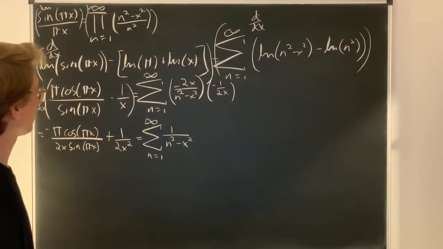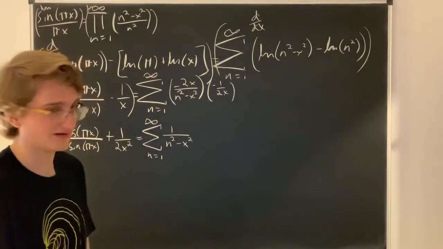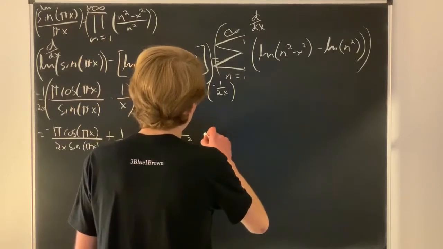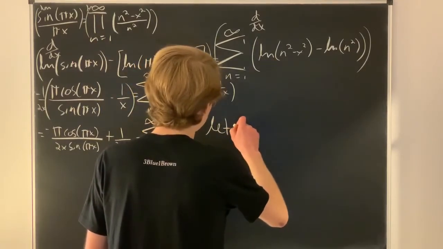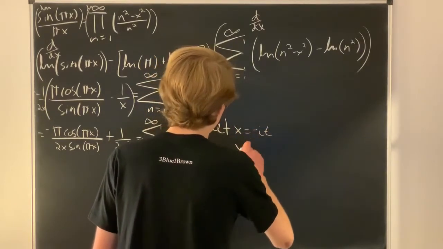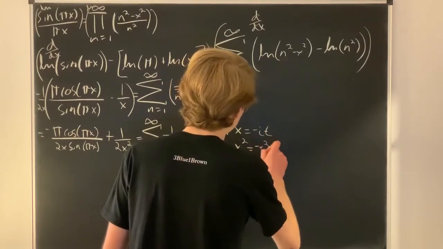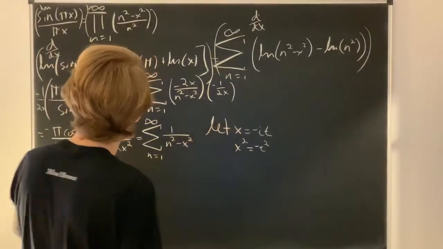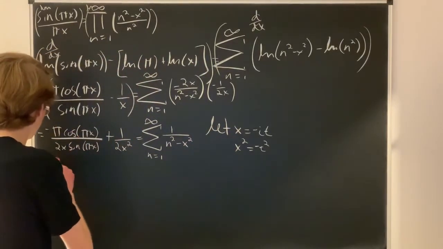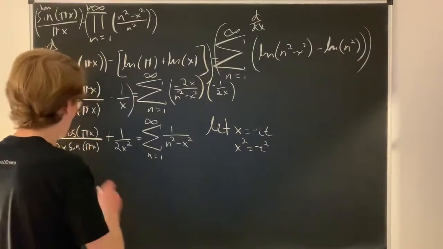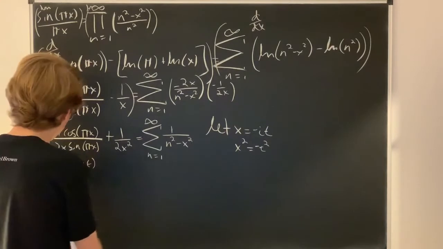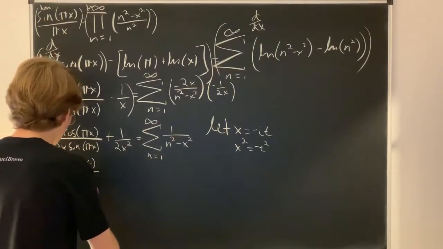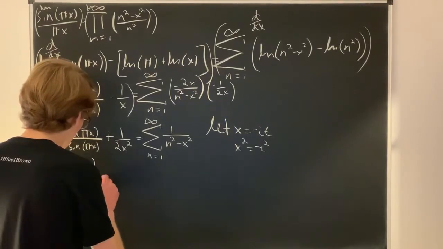Now, what can we do at this point? Well, if we make a clever substitution, then things start getting interesting. If we let x equal negative i t, and therefore x squared is negative t squared, because it's negative i t times negative i t, the negatives cancel, we're left with i squared t squared, so negative 1 t squared. What if we plug that in? Well, this is going to give us negative pi cosine of pi, not x, it's going to be negative pi i t, over negative, so 2x is going to become negative 2 i t, sine of negative pi i t.